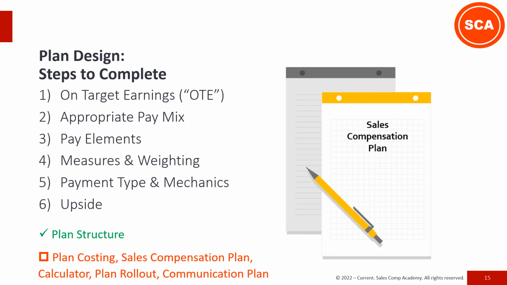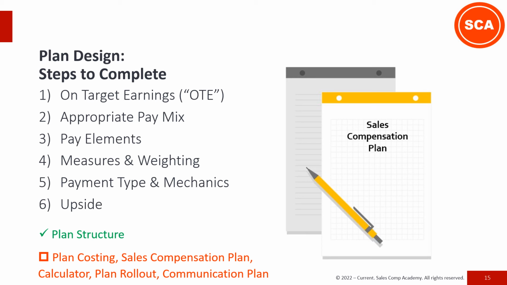Next is creating all the documents. The sales compensation plan, which is the terms and conditions or policy, the actual legal document, and the most important document in any sales compensation program is the sales compensation plan. This document governs the relationship between the company and your sales employees and includes the plan designs you have determined in these 6 steps. The calculator is a commission estimator or incentive payment estimator that is usually shared with reps so that they can forecast their commission payment for a sale in the pipeline.